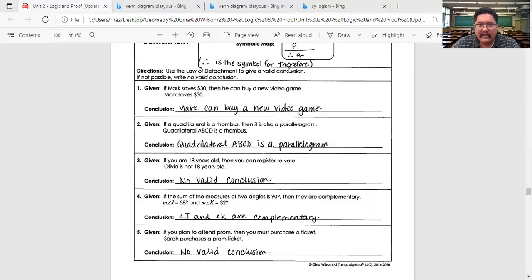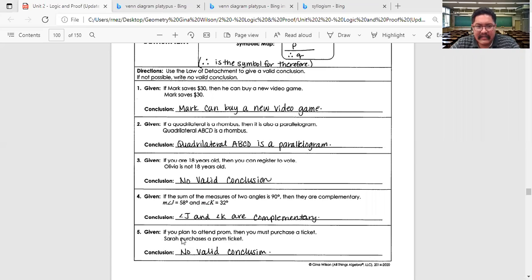So again, it has to follow that same thing. This leads to that. So this should lead to that also. So if we know this is true, then the second part is also true. Number 5, if you plan to attend prom, you must purchase a ticket. Sarah purchases a prom ticket. Now this is the converse. That means you switched the order in which it happens.